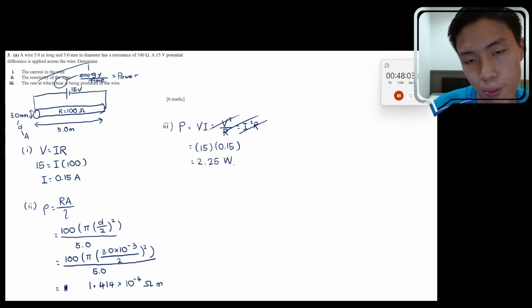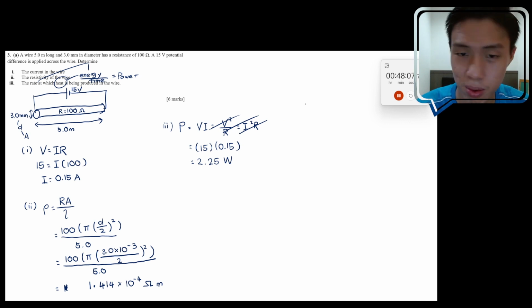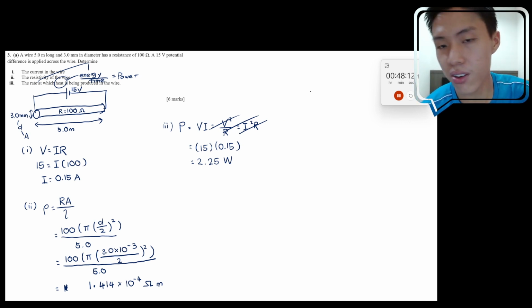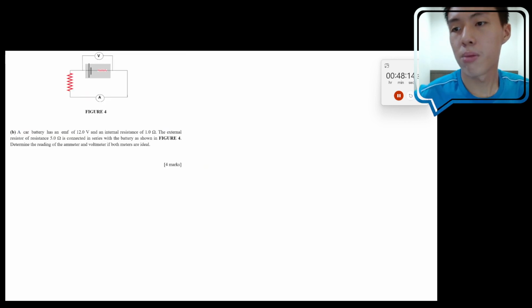Okay, unit for power is watt here. Okay, don't write joule. Joule per second is acceptable, but usually write as watt. Okay, so done with part A already. Let's move to part B. Part B over here.